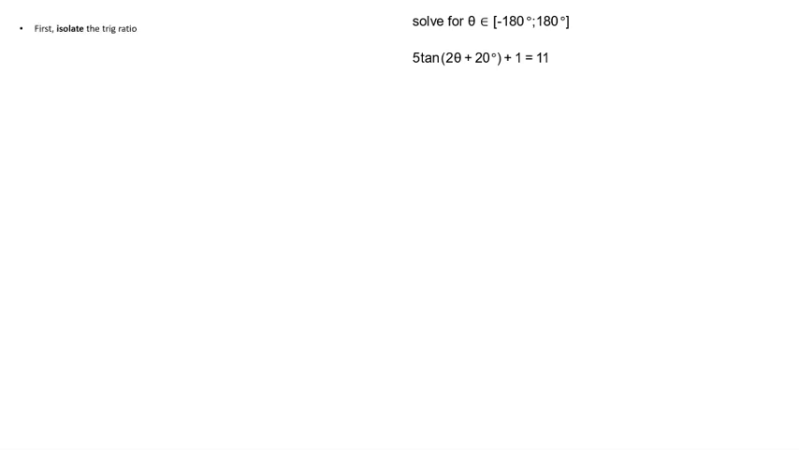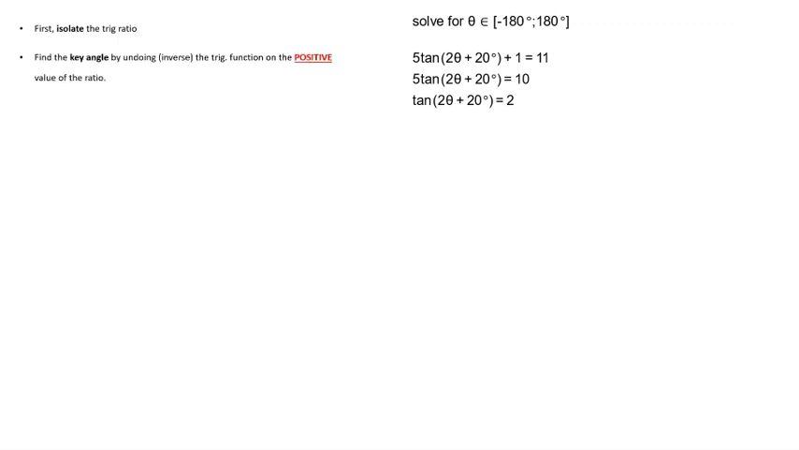As last time, first thing we do, isolate the trig ratio. So we've subtracted 1 from both sides, divided by 5, and we've got tan of something equals 2. For me, that's now what I described as a vanilla flavored trig equation. Next up, we find the key angle. Remember that we wouldn't undo the tan of a negative if there was one. In this case, there's not, but just to emphasize it, I've put the plus there to remind you. Now we've got our key angle. In this case, the key angle is actually a solution, as we'll see.